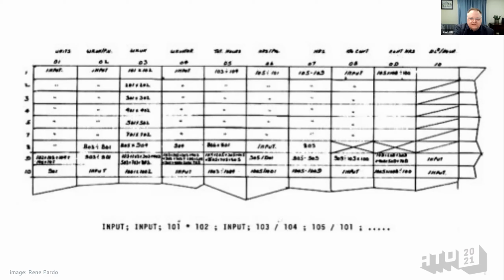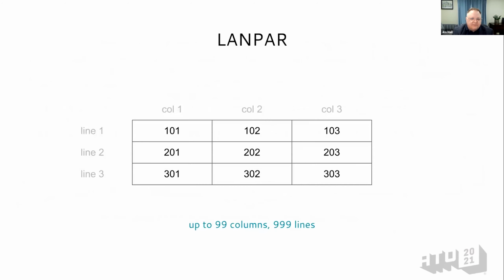And I know that what we're seeing here on screen is a little bit blurry, but I'm going to do an actual example here where you can see things in a little more detail. This is the first spreadsheet program, called LANPAR. LANPAR ran on big iron systems. It was a time-sharing system.